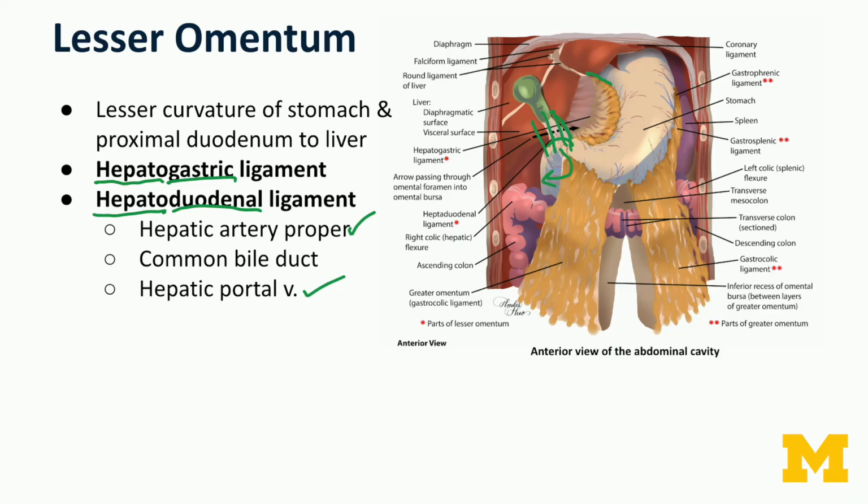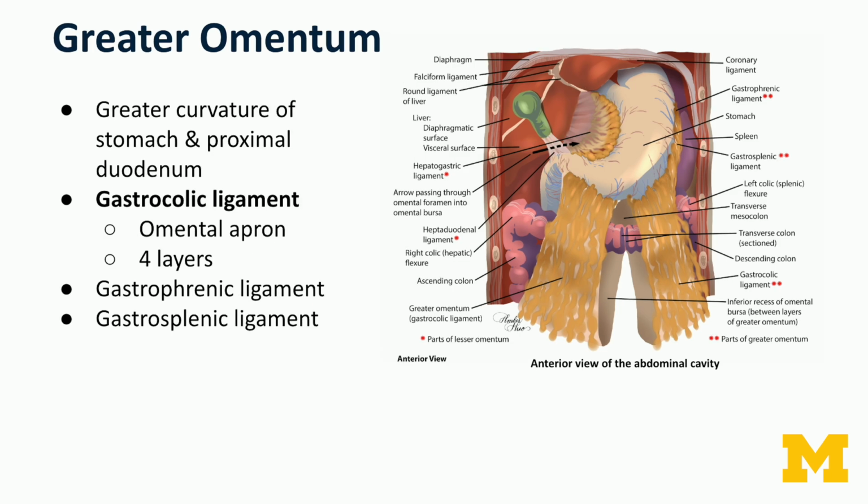So two major ligaments there, hepatogastric, hepatoduodenal, and the smart money is knowing what those root words mean. Next up, the greater omentum. So greater omentum is associated with the greater curvature of the stomach. There are three major ligaments of the greater omentum, but most people know about the gastrocolic ligament, which is the lion's share of this. Gastrocolic goes from the greater curvature down and then back up to the transverse colon.